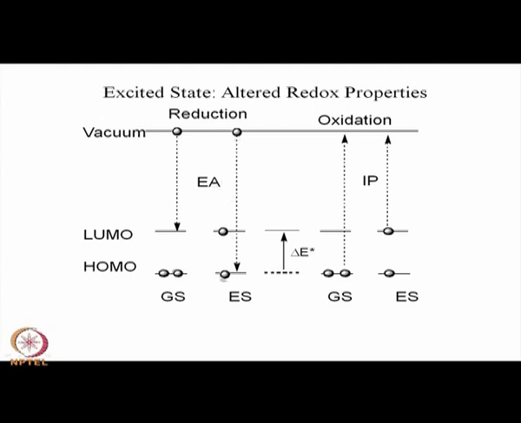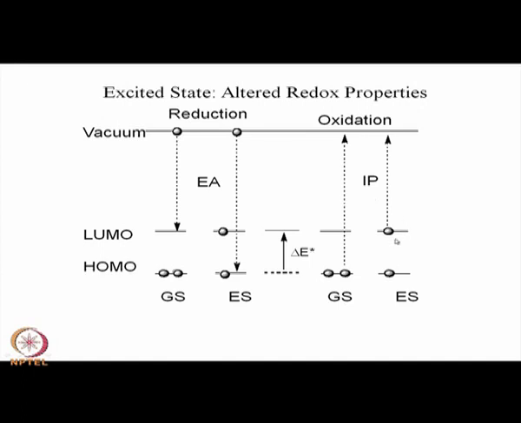So you see that in the ground state, the HOMO is occupied and the LUMO is empty. In the excited state, the reduction will be such that an electron comes from the vacuum state to here. And this gap is basically delta E star. So you see the electron affinity and the ionization potential.